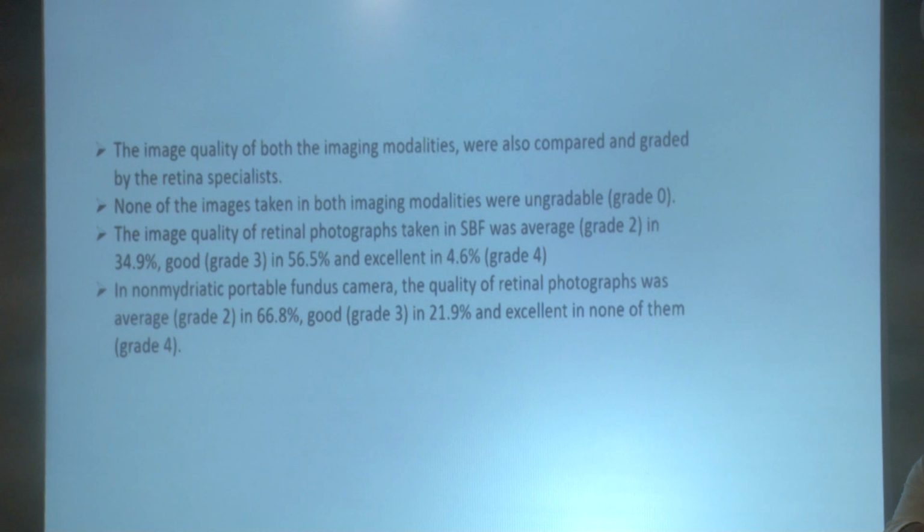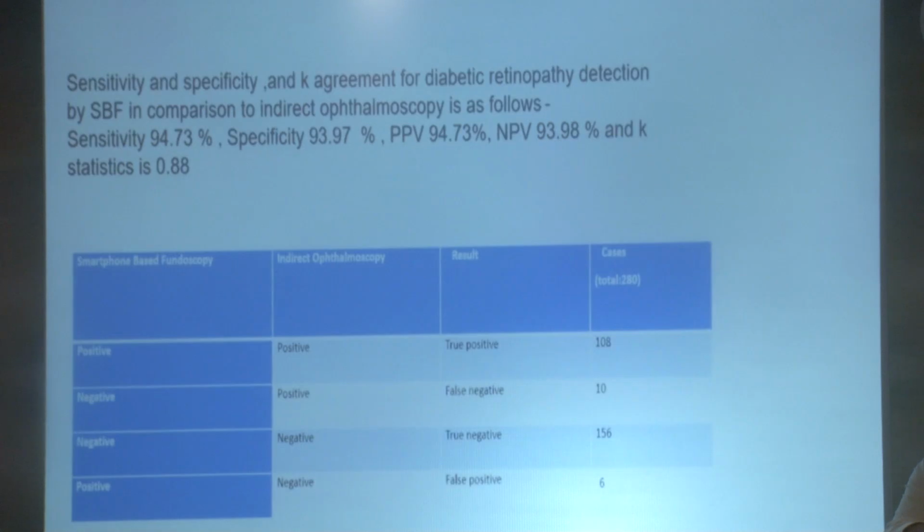Image qualities of both the imaging modalities were compared and graded by the retina specialist. None of the images taken in both imaging modalities were ungradable, as none of the patients recruited had hazy media. The image quality of retinal photographs taken in smartphone-based fundoscopy was average in 34.9%, good in 56%, and excellent in 4.6%. In non-mydriatic portable fundus camera, the quality of retinal photographs was average in 66.8%, good in 21.9%, and excellent in none of them.